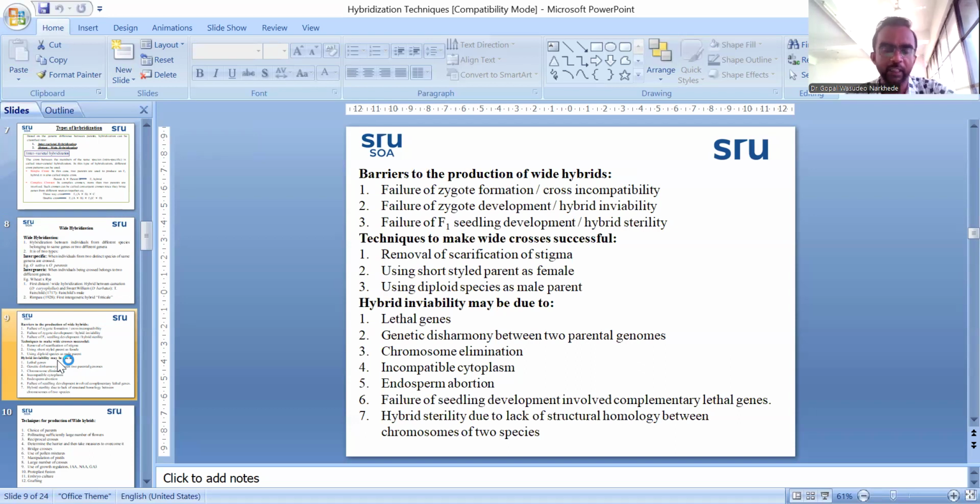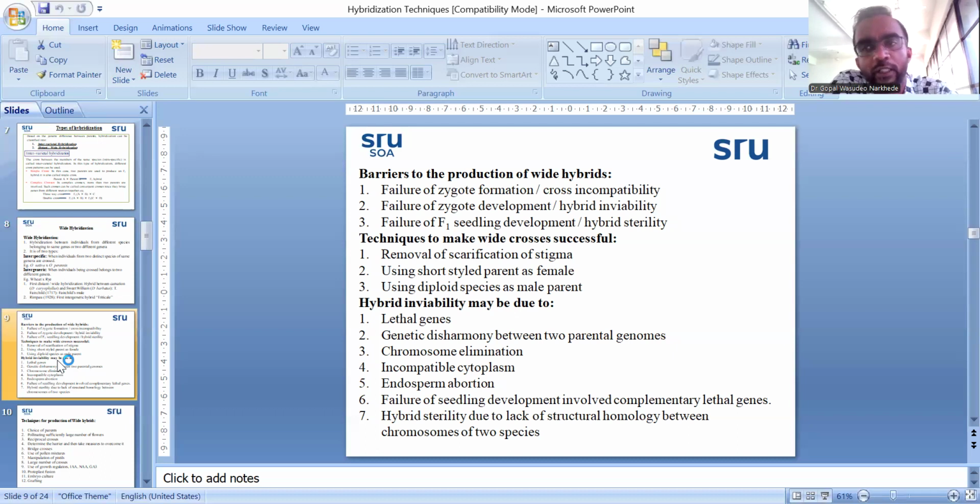By simply reading, you can say all three are similar, but no, all three have different aspects. So first one is failure of zygote formation or cross incompatibility. What is meant by failure of zygote formation? It means when you dust pollen powder on the stigma of the female flower, that pollen is not able to germinate on that particular stigma. So that pollen is not compatible. That is why the zygote is not formed. That is one barrier for production of wide hybrids.